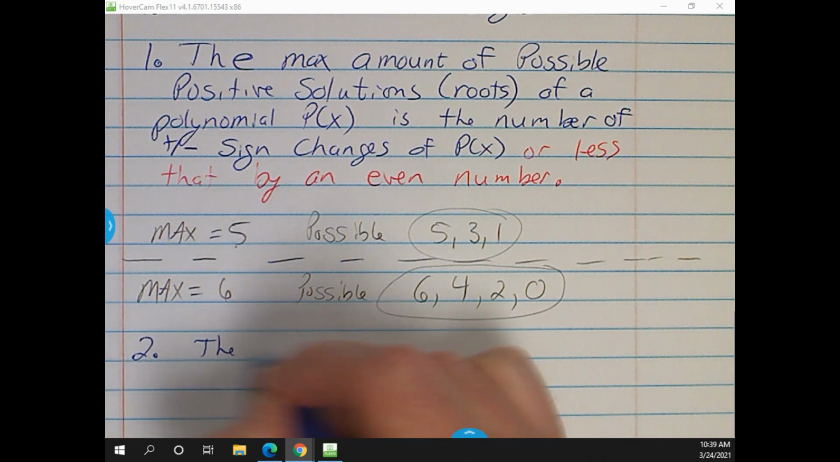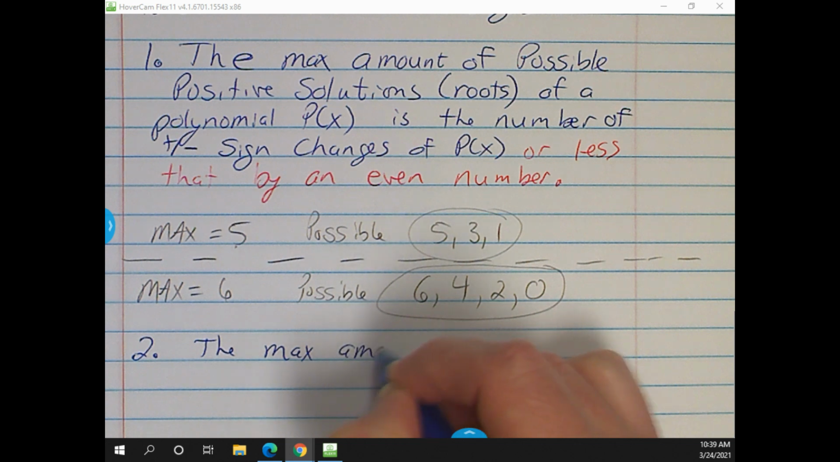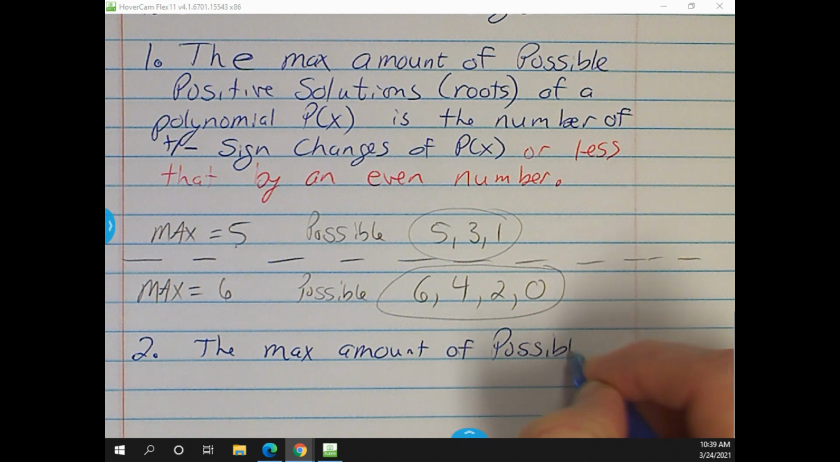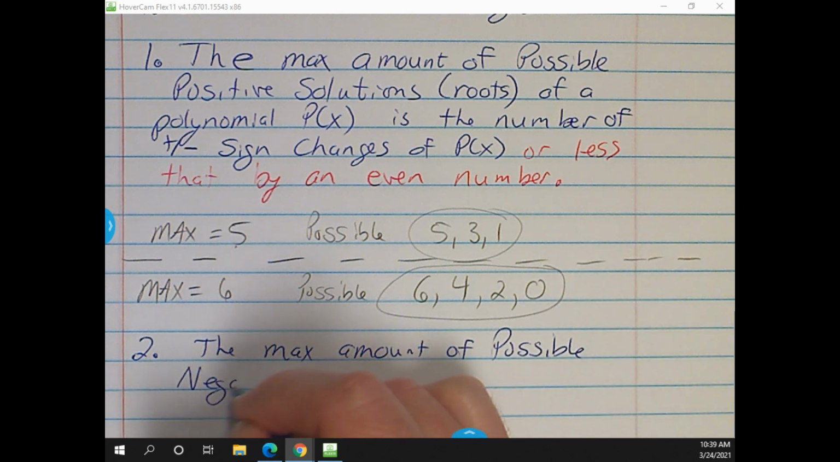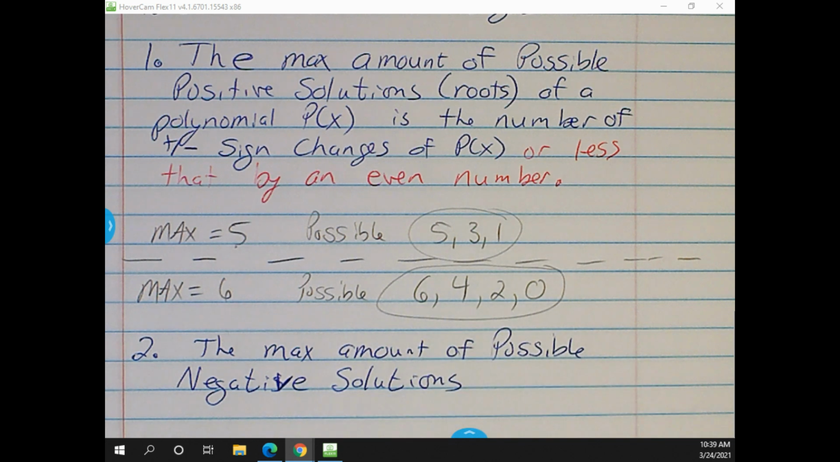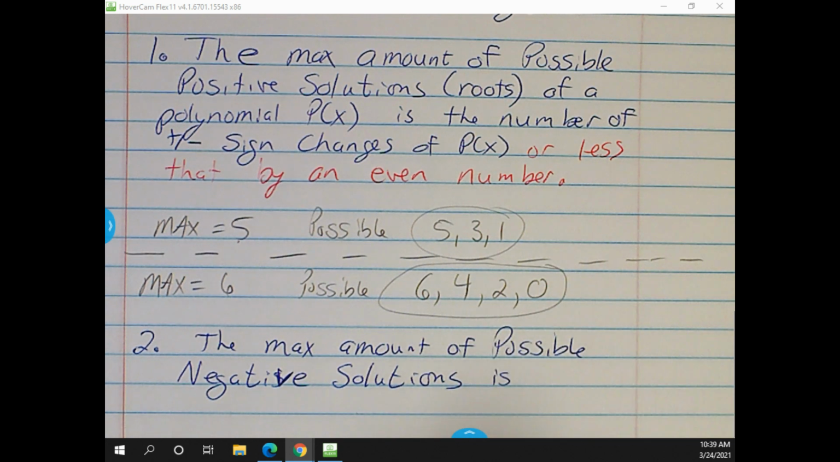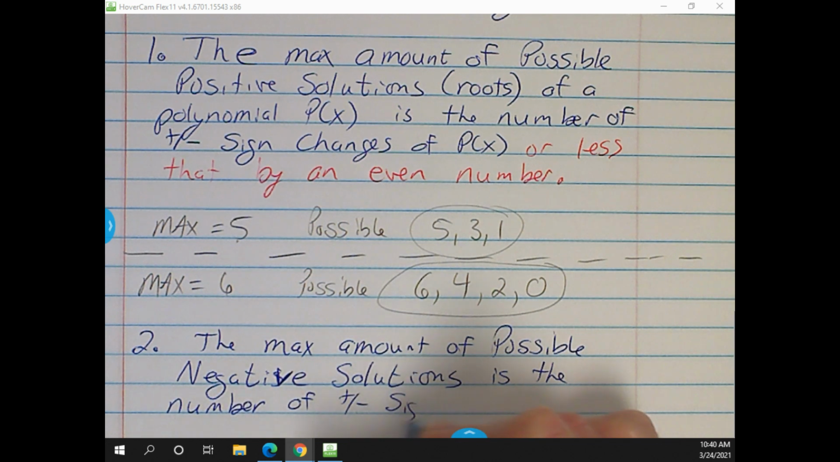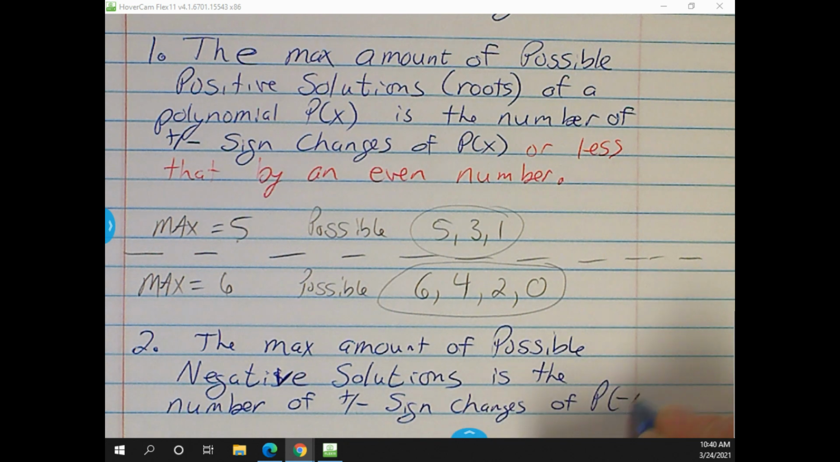Okay. And then we'll say the max amount of possible negative solutions is the number of plus or minus sign changes of P of negative X.